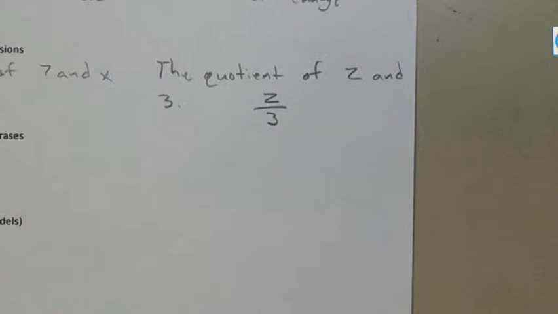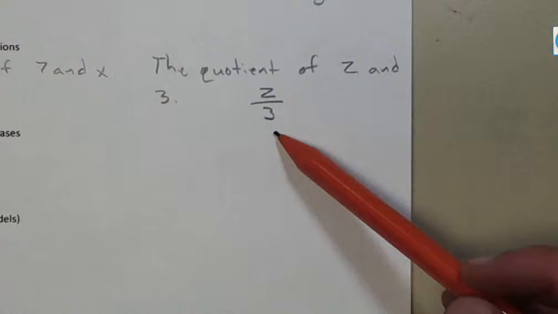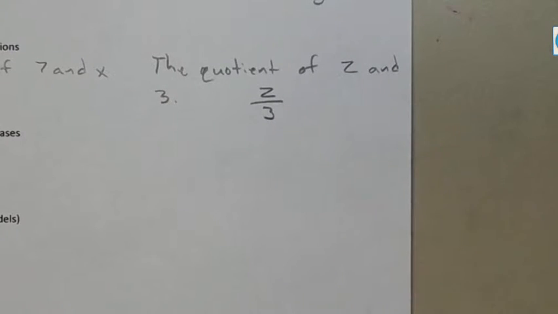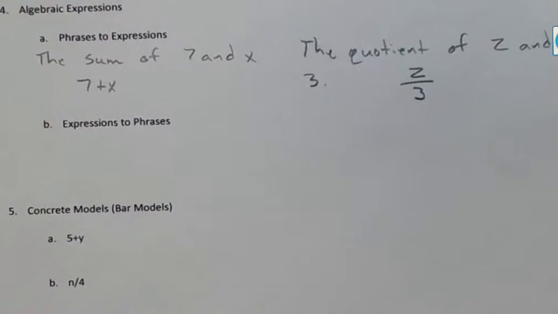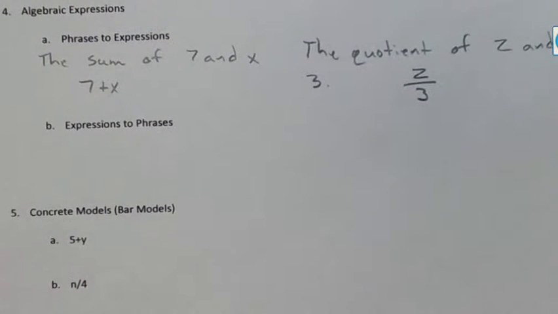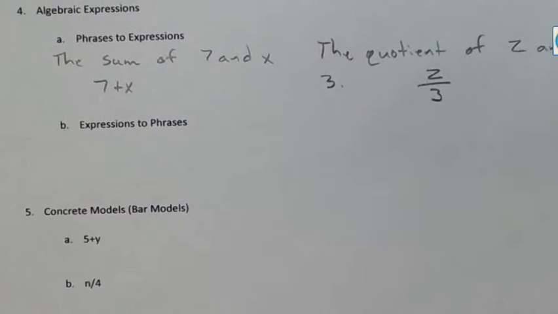Alright, that's what I got. The quotient of z and 3. So if I divided z by 3, that would give me my quotient. Okay, so that's 2 examples. Hopefully that's making a little bit of sense. We could ask you any type though. We could show you with subtraction, multiplication, addition, division, and we might give you a phrase and ask you to convert it into an expression.